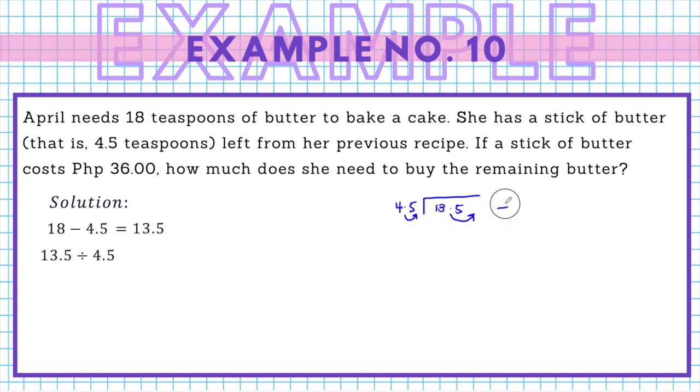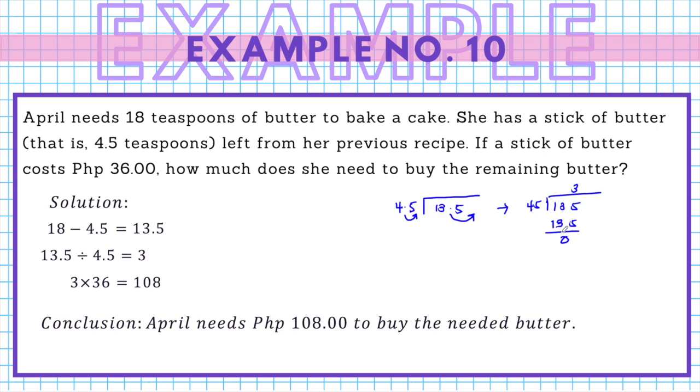So therefore, we have 45 divided by 135. So dividing this, we have 3. So this is 135. So this means that 13.5 teaspoons are equivalent to 3 sticks of butter. Since she needs 3 sticks of butter and each stick of butter costs 36 pesos, she needs 3 times 36 pesos, which is 108. So in conclusion, April needs 108 pesos to buy the needed butter.